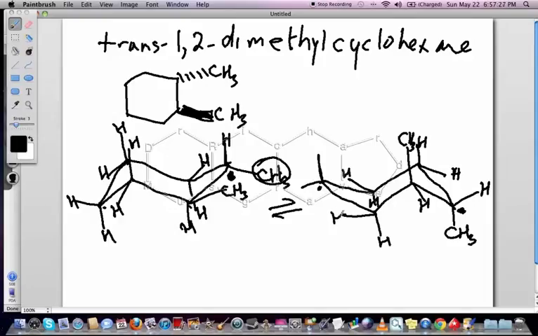The other question you'll be asked here is, which is the lower energy conformation? And what I would say is that since this one has two methyls in equatorial positions and this one has two methyls in axial positions, this one would be the low energy conformation. Remember that large groups like to be equatorial rather than axial.